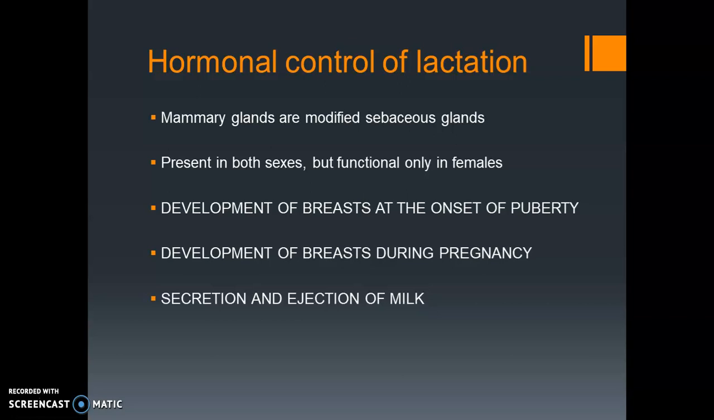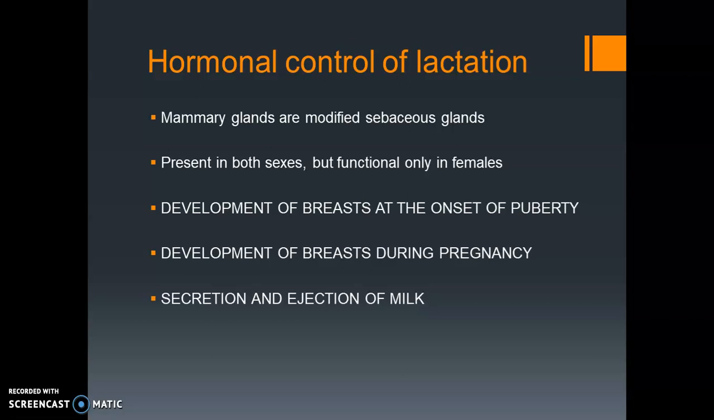As far as lactation is concerned, there are three phases. First is the development of the breast, which first takes place at the onset of puberty. That is, when a female child attains puberty, the breast will develop. That is the first stage, and further development of the breast takes place during pregnancy. When the girl becomes pregnant, the breast develops further. That is the second phase.